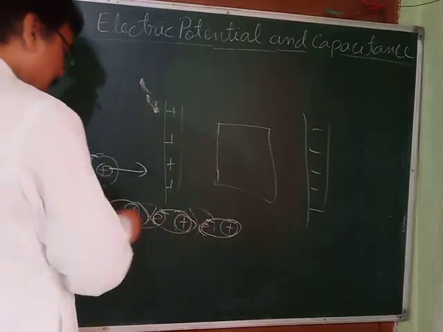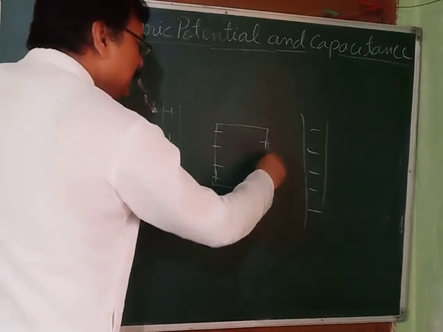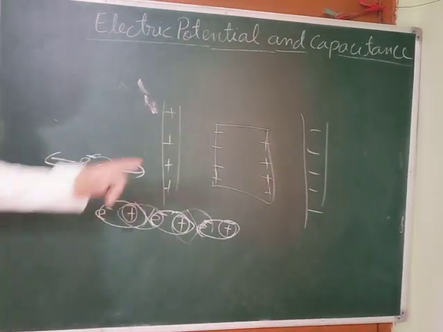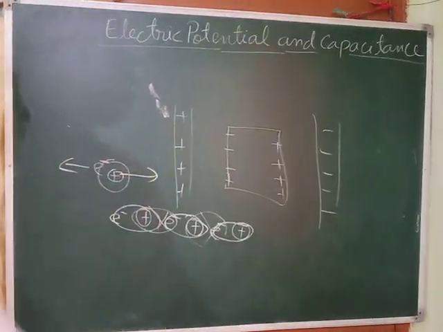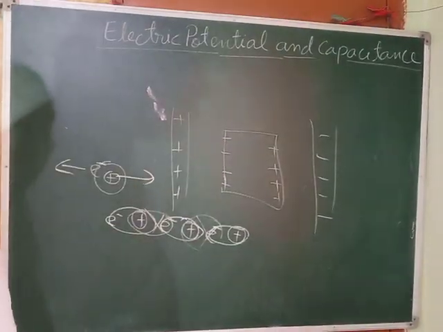And so what do we get here? Negative here, and positive here. So here we get negative charge, and here you get positive charge. That is induction. We have seen induction, no? Now in the case of an insulator, what we find is that these charges appear in this way.